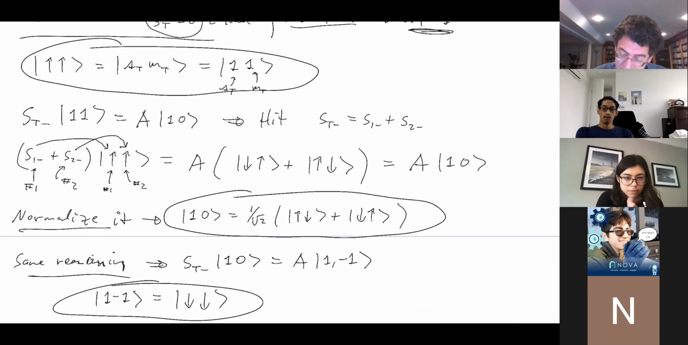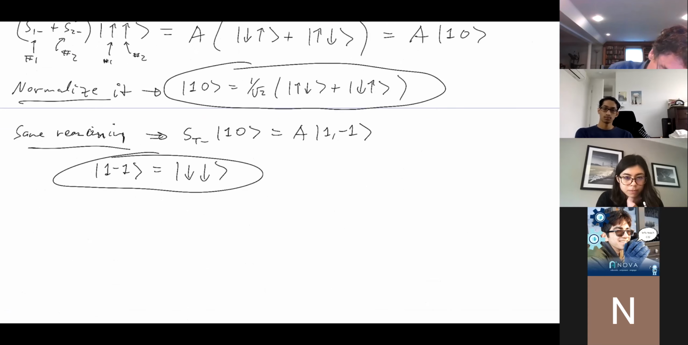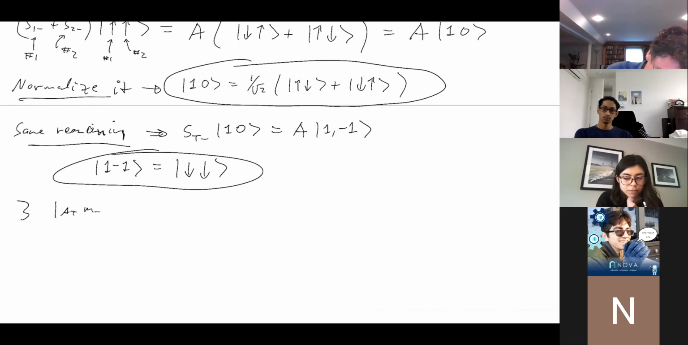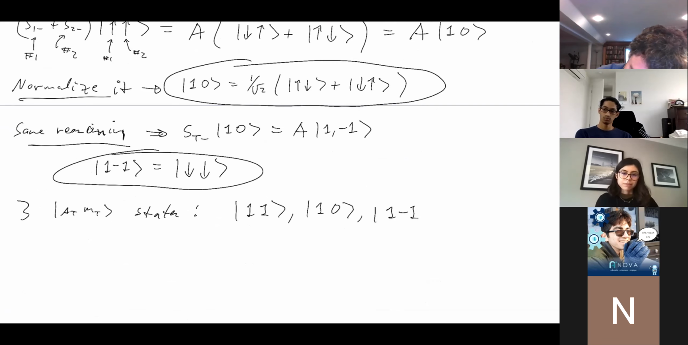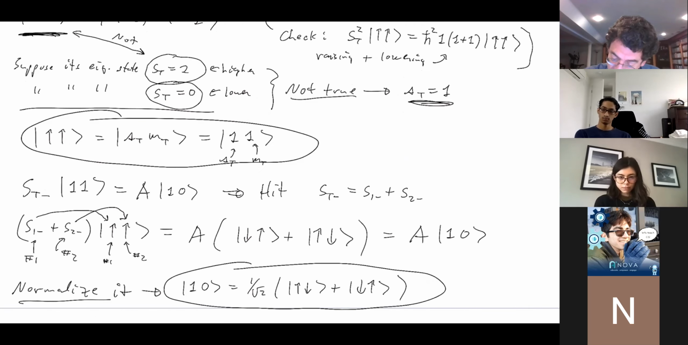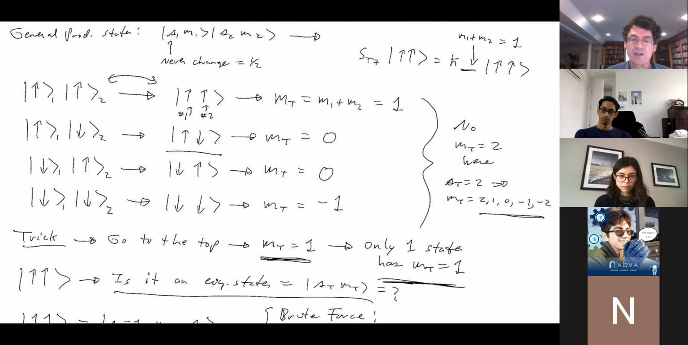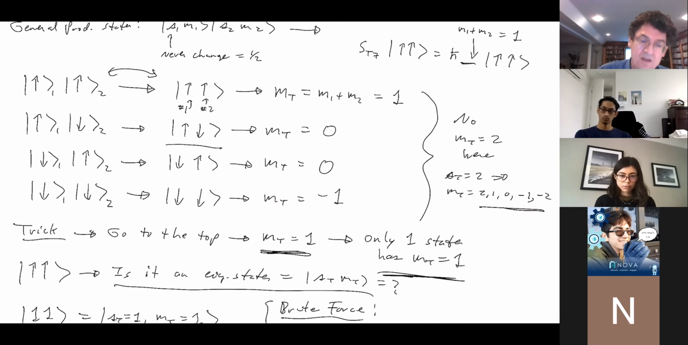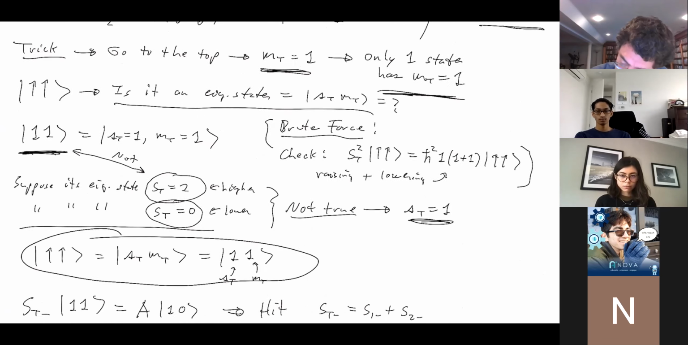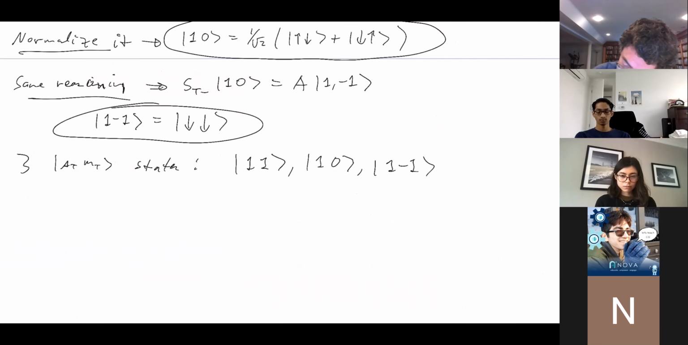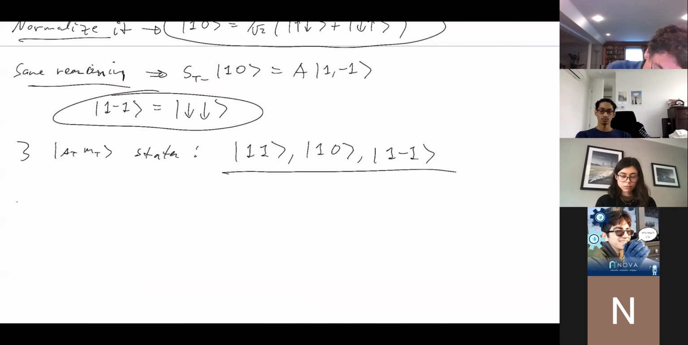But now we have three S total, M total states: |1,1⟩, |1,0⟩, |1,-1⟩. But we started with how many? How many product states did we start with? Exactly, because there's 2 to the 2. So so far we've only found 3 states, so we're missing 1. So we need 1 more.